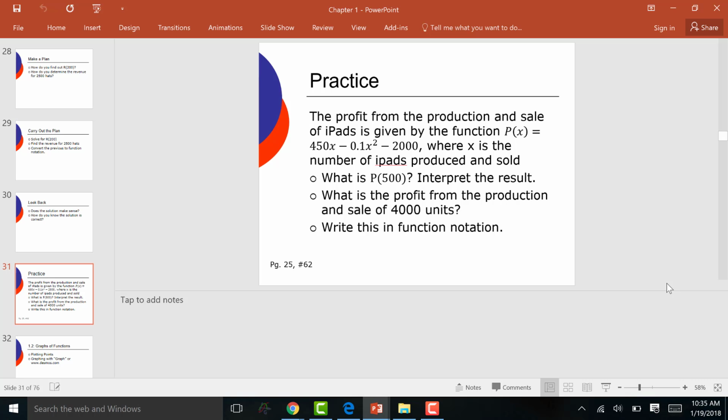I'm going to put the equation here rather than writing all of that out. 450x is not the number of iPads produced. This whole thing will total up the profit for the number of iPads, not the value. So if we got the number of iPads, I'm going to do what with that 500? Insert it in. I'm gonna plug it in.